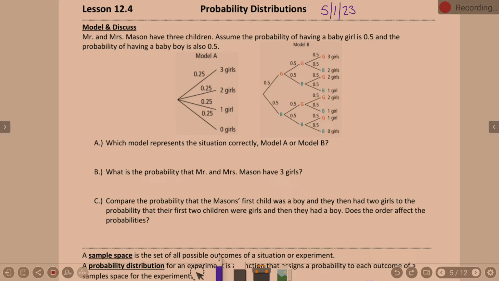Now, in this discussion to get us started, Mr. and Mrs. Mason have 3 children. Assuming the probability of having a baby girl is 5/10 and the probability of having a baby boy is also 5/10, there are 2 provided models here. They're looking at the total options of having girls. There's model A, where you have these options for probability, and there's model B, where you have those options. So the first part of this discussion: which model represents the situation correctly, model A or model B?